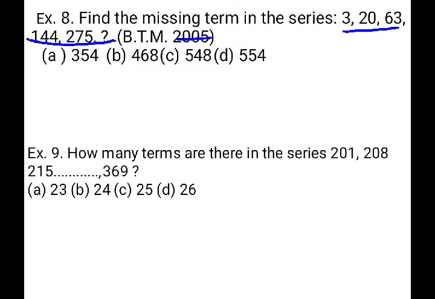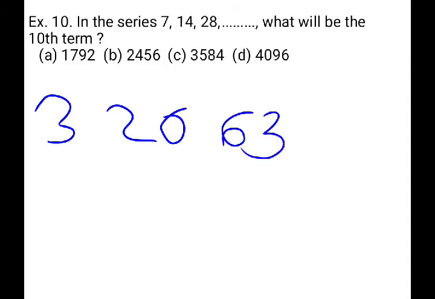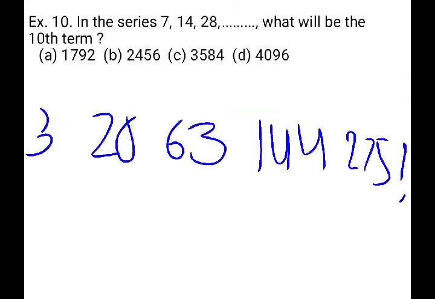Okay, now we will be looking at this. See, the space is not enough here, so we will look at it on another side. Here 3, 20, 63, 144, 275. Now see here, this is a series of many series. The differences will again form a series. Between 3 and 20 we have 17, then 43, 81, 131 and question mark.